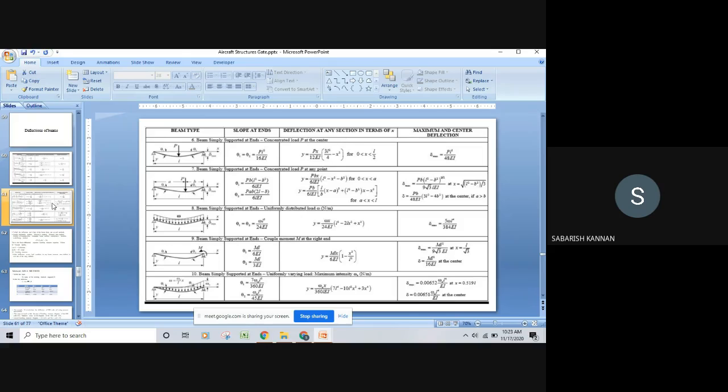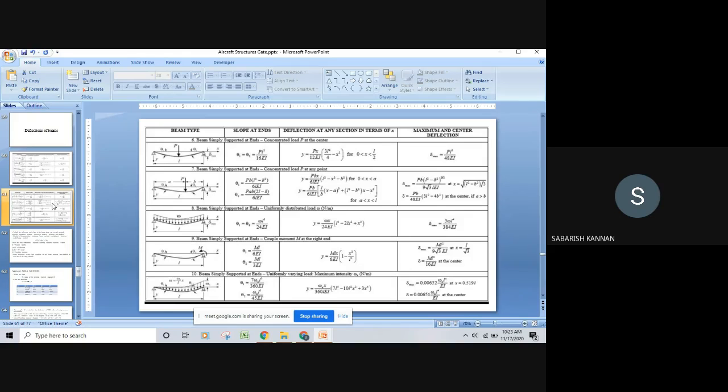Now, for a simply supported beam with a point load acting at the mid of the span, we have a triangle shape in the bending moment diagram. We have a triangle shape in the bending moment diagram when a point load acts on a simply supported beam at the mid of the beam.